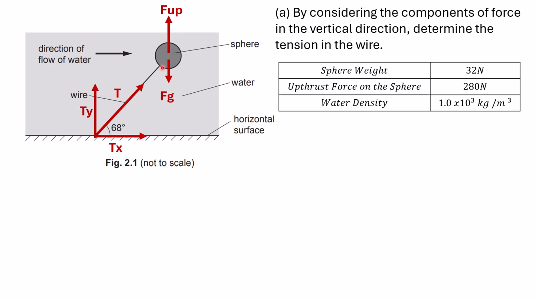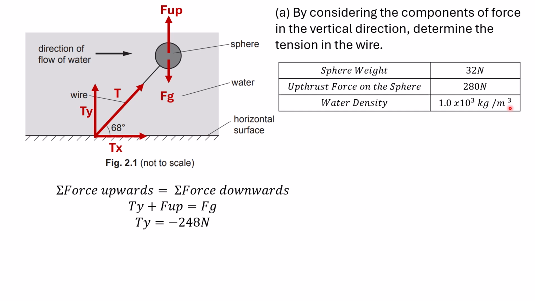Now, if you decide to draw the tension in the opposite direction, could you? Yes, you could do that too. But then the Ty will be inverted. Okay, next step: the system is in equilibrium, so the sum of forces up is equal to the sum of forces down. So Ty plus F up is equal to Fg. So Ty is negative 248.